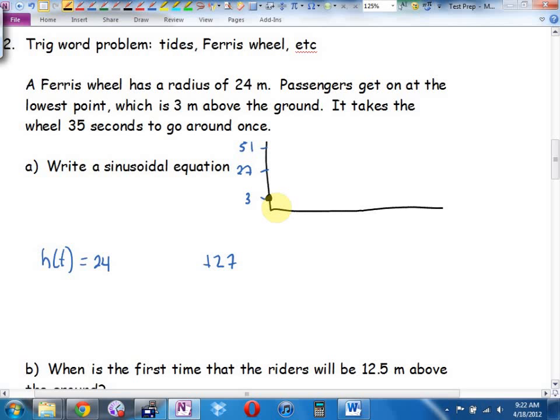Carson, which equation would be the wise one to use? Positive sine, positive cos, or negative cos? Which one starts at the bottom, like this one? I think negative cos. Because if I go negative cos, Andrew, you know what my phase shift is? Nothing. All I need to get is b, which is going to be 2 pi over the period. What's the period?